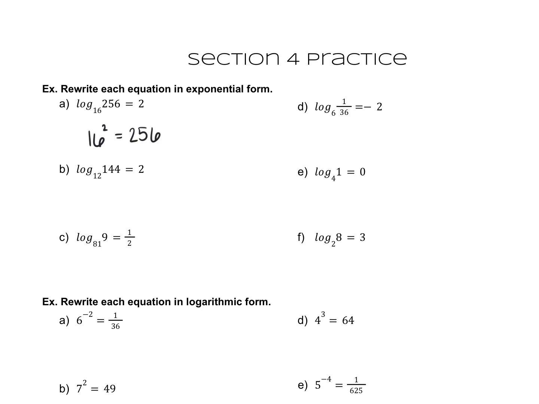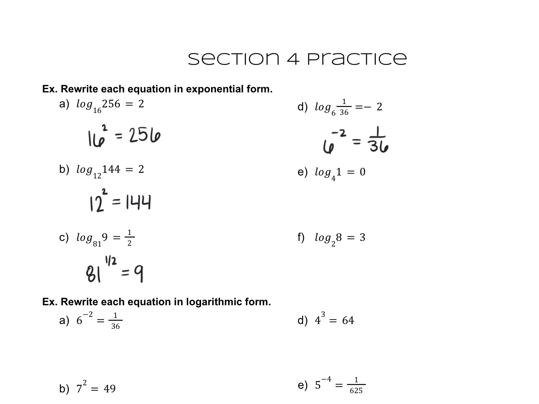For B, log base 12 of 144 equals 2. Base is 12, exponent is 2 equals 144. For C, log base 81 of 9 equals 1/2. Base of 81, exponent of 1/2 equals 9. For D, log base 6 of 1/36 equals -2. So base of 6, exponent of -2 equals 1/36.